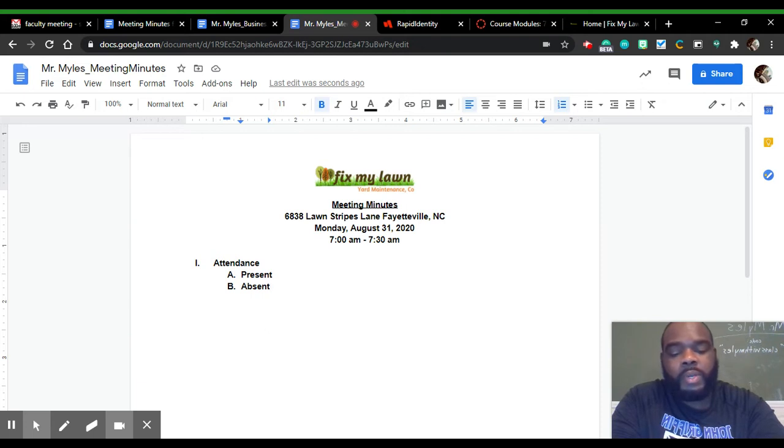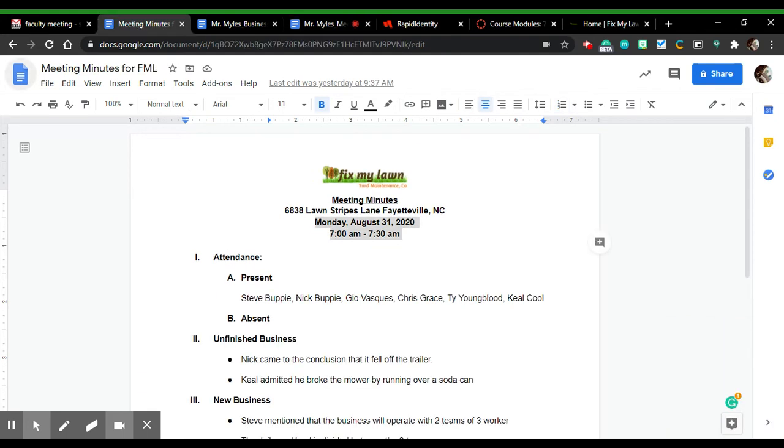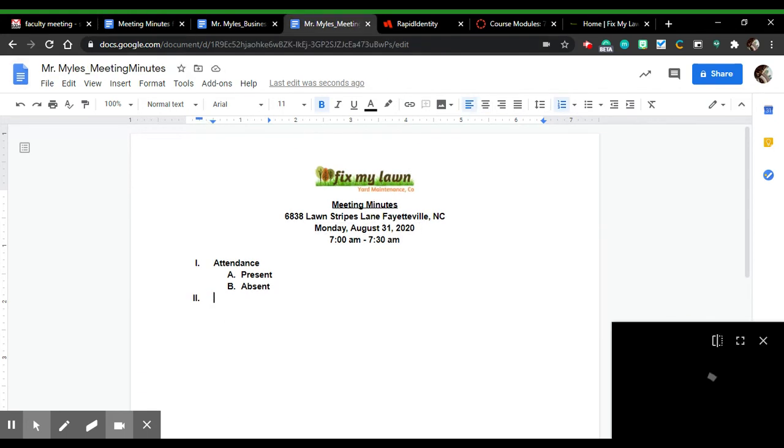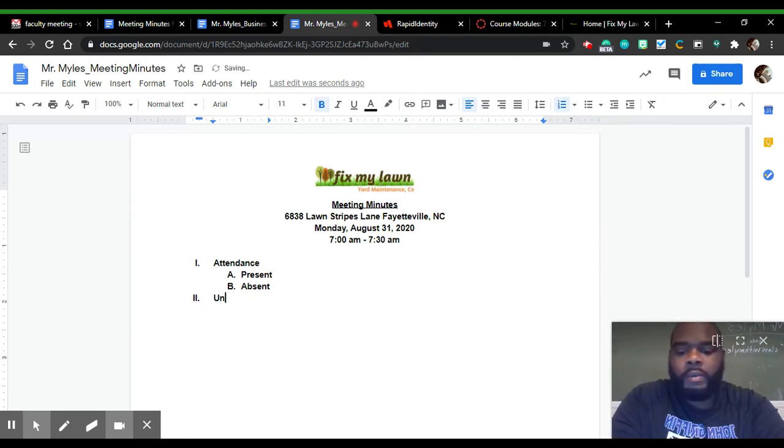So next we're going to press enter again, but we don't want to type anything there. We want to go back to 2, Roman numeral 2. So what we're going to do is hold the shift key and press tab, and the tab moves backwards. So that's a good tip to remember. Next, we're going to type unfinished business.